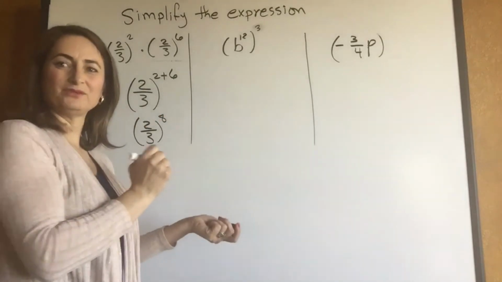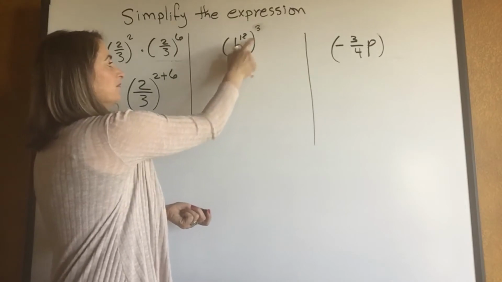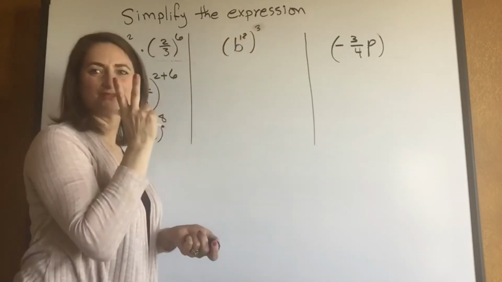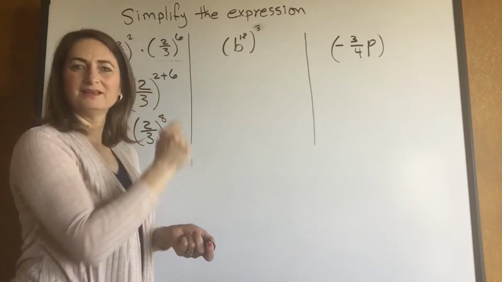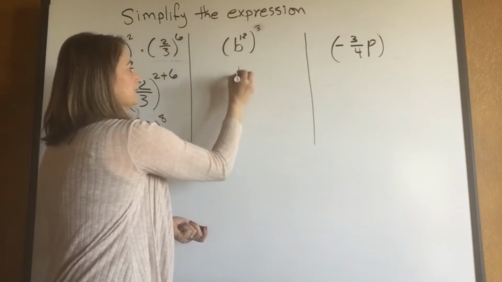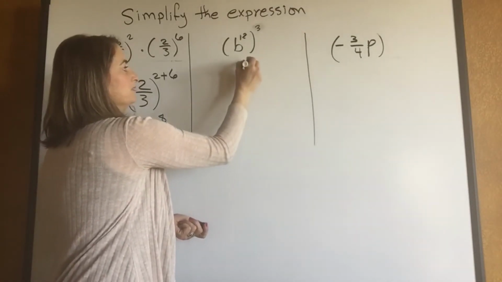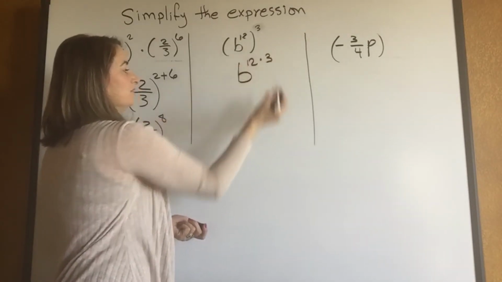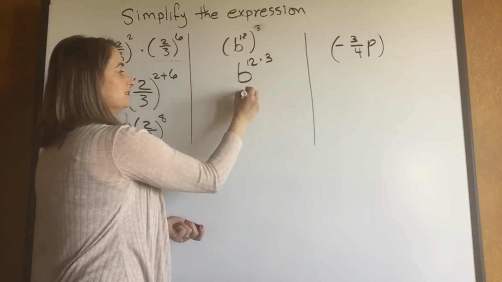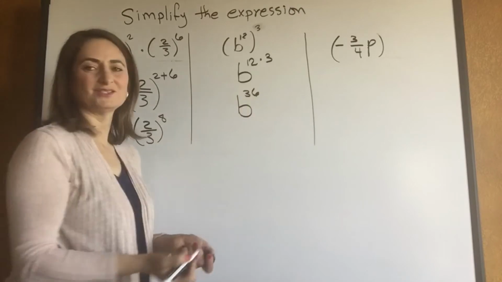The second one, if you noticed, b to the power of 12 becomes the base, so that's a power of a power because you have 2 exponents for the same base. Keep the base the same and multiply the powers. So I'm going to keep the b the same, which is the base, and multiply 12 times 3. So b to the power of 12 times 3 is 36, and that's your answer.